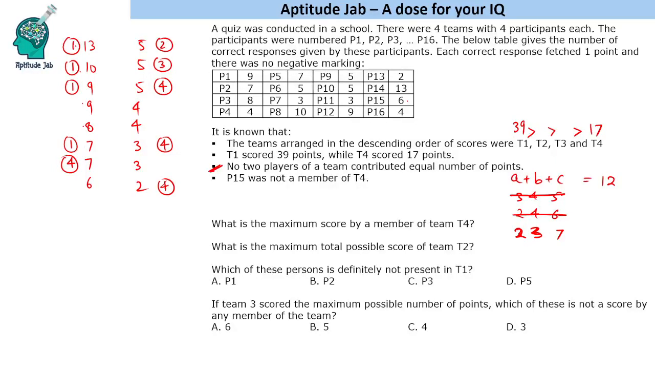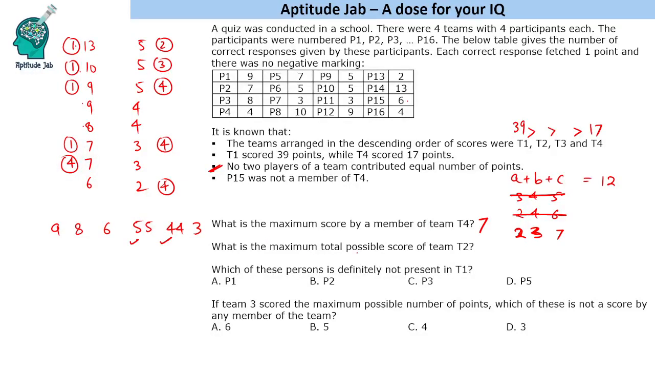Now we are left with team 3 and 2. So the scores left are 9, 8, 6, 2 times of 5, 2 times of 4, and a 3. So one each will go to each of the teams, 2 and 3. And then the remaining scores have to be distributed. So we might have questions on maximum and minimum. The first question is, what is the maximum score by a member of team T4? So for T4, the maximum score is 7 points.